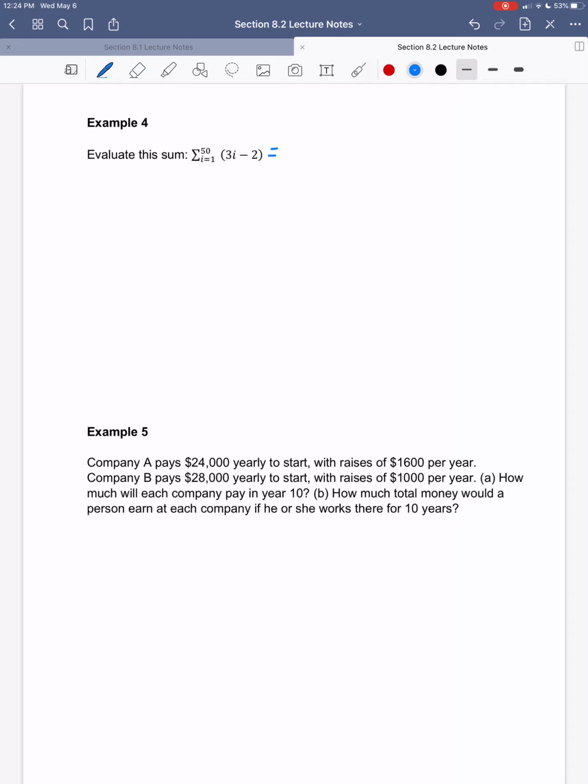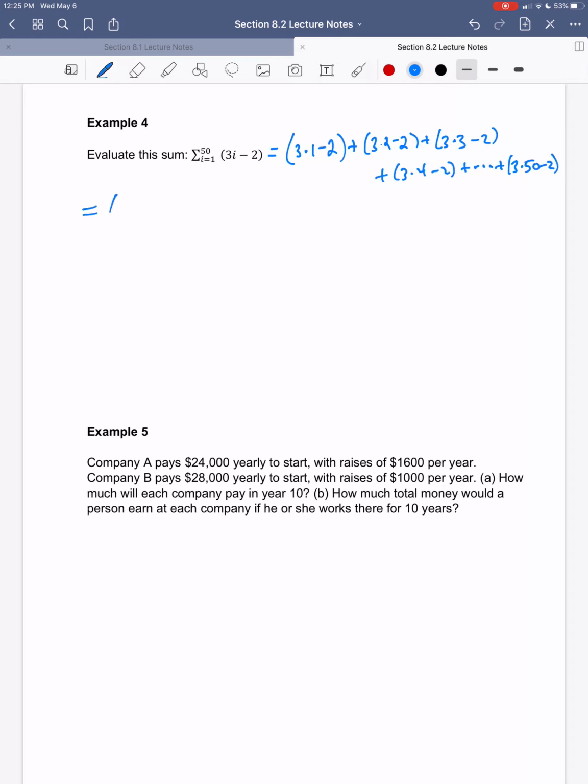So I plug in i equals 1. So I get 3 times 1 minus 2. And then 3 times 2 minus 2. And then 3 times 3 minus 2. And then 3 times 4 minus 2, and so on until I get to 3 times 50 minus 2.